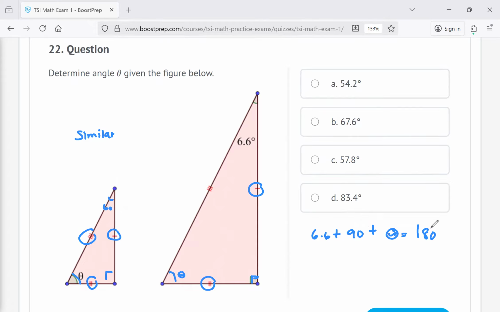So 6.6 plus 90 is 96.6 plus theta equals 180. And then subtract 96.6. So 180 minus 96.6 is 83.4. Okay, so that means that this angle is also congruent to this angle. So it would be 83.4.